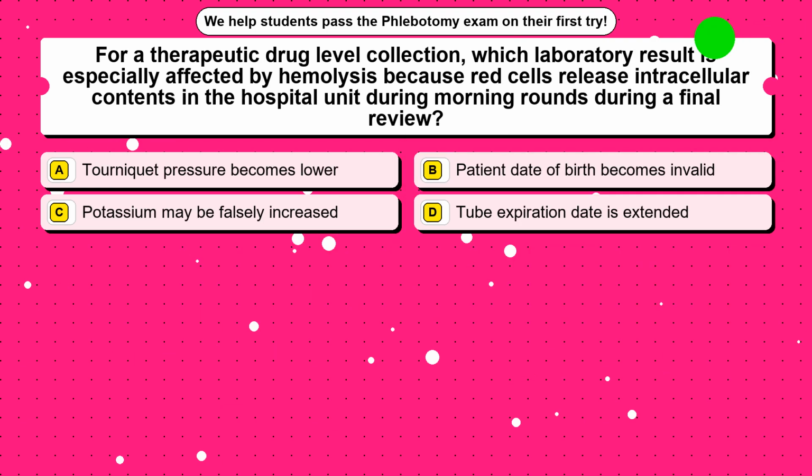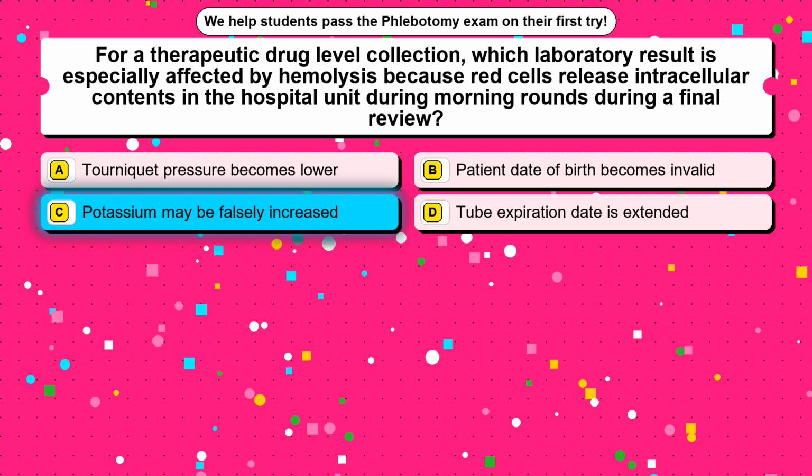Question 47. For a therapeutic drug level collection, which laboratory result is especially affected by hemolysis because red cells release intracellular contents in the hospital unit during morning rounds during a final review? Option A. Tourniquet pressure becomes lower. Option B. Patient date of birth becomes invalid. Option C. Potassium may be falsely increased. Option D. Tube expiration date is extended.